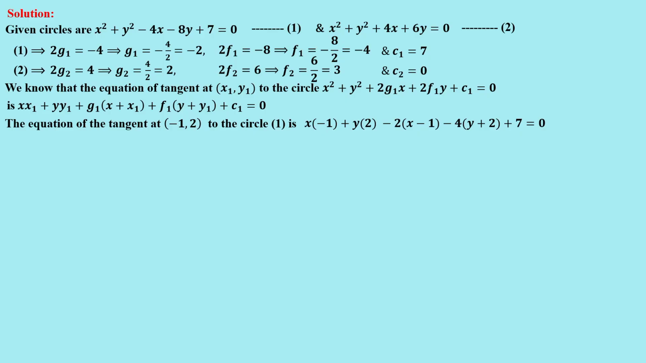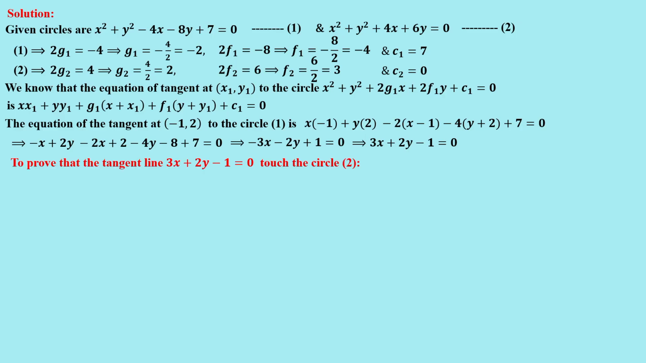Substituting x1 as minus 1, y1 as 2: minus 2 into (x minus 1), minus 4 into (y plus 2), plus 7 equal to 0. After simplification you will get minus 3x minus 2y plus 1 equal to 0, multiplying with minus 1, 3x plus 2y minus 1 equal to 0.